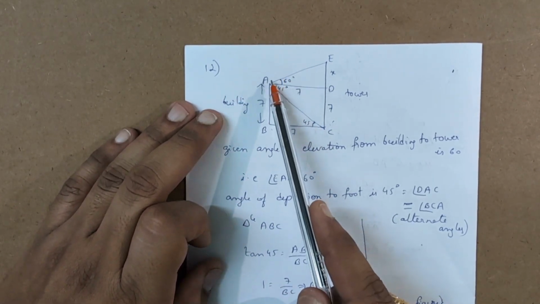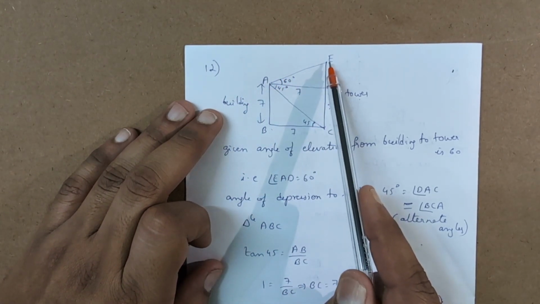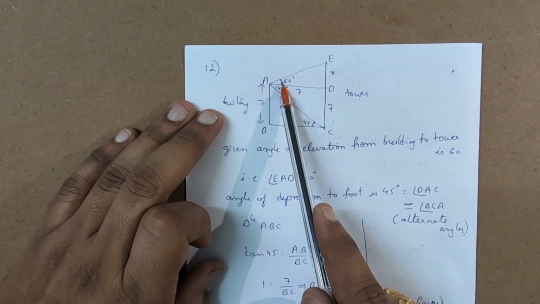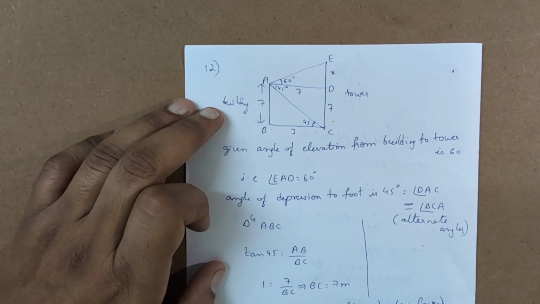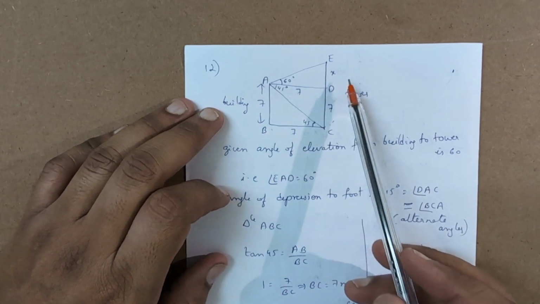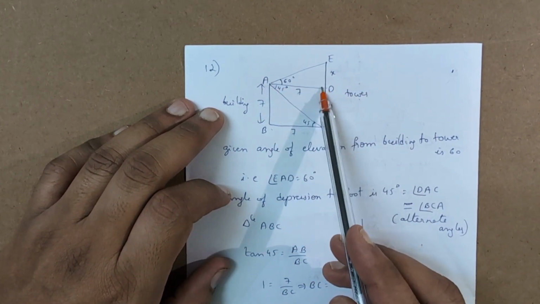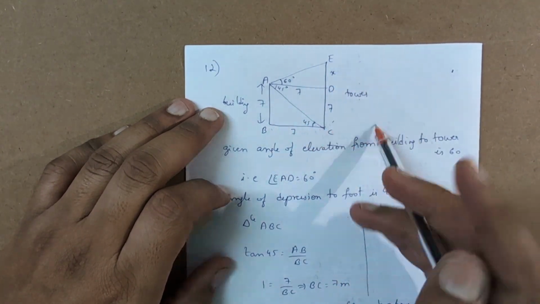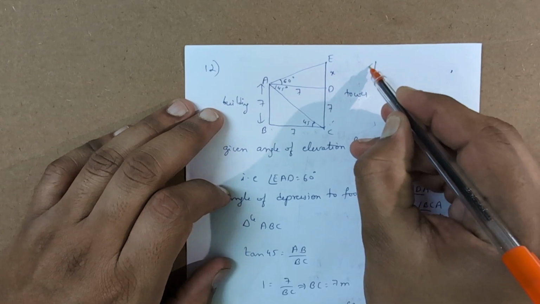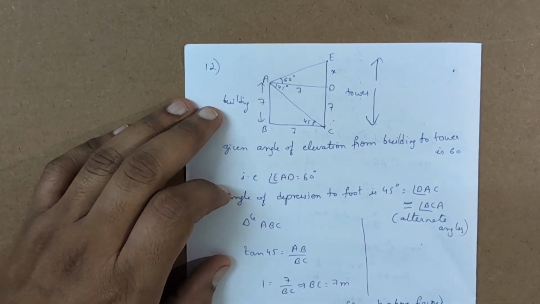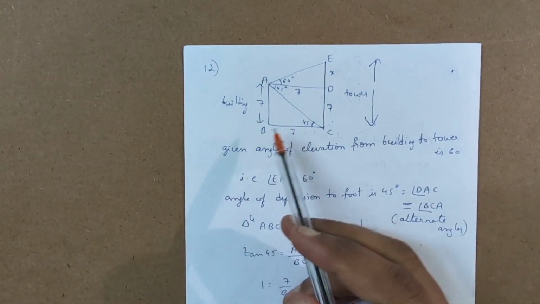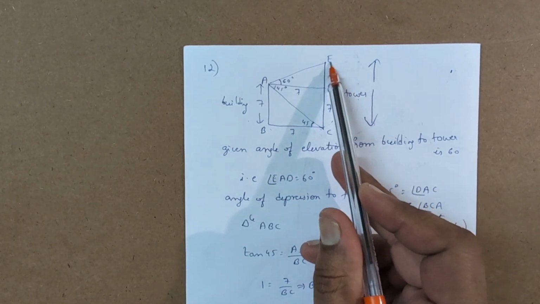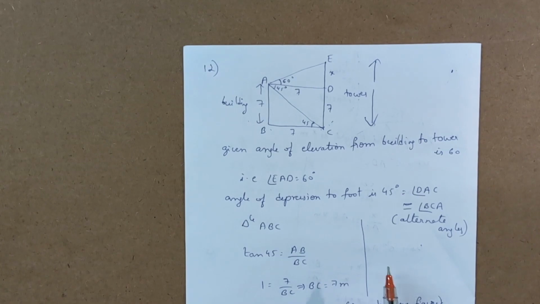And they have mentioned that from the top of the building to the top of the tower, the angle of elevation is 60. So this is 60 degrees. And they are asking to find the height of this one, I mean above the tower. So the total height they are asking. But we know the height of the building is 7. Till this part we know that is 7, but we need to find out this part. So I am assuming D as x.